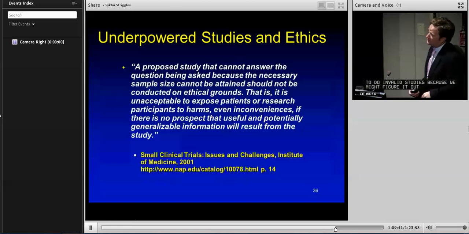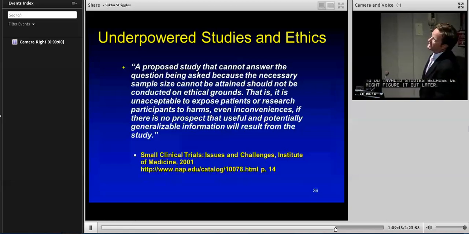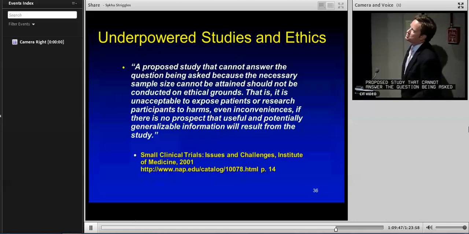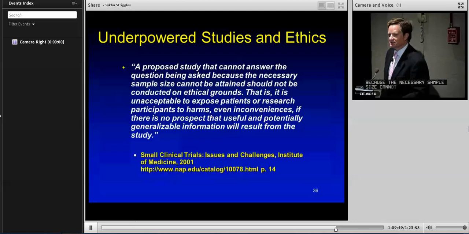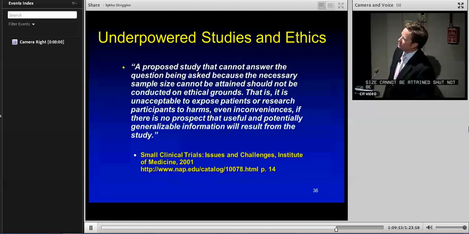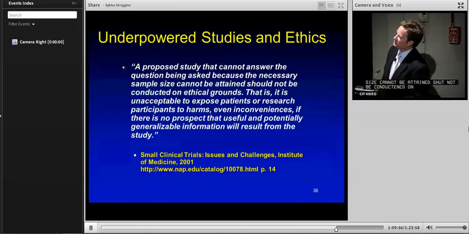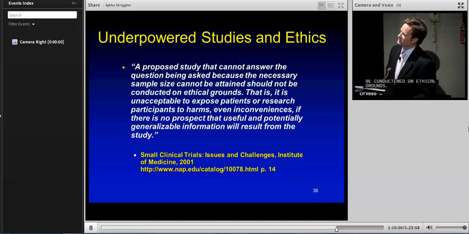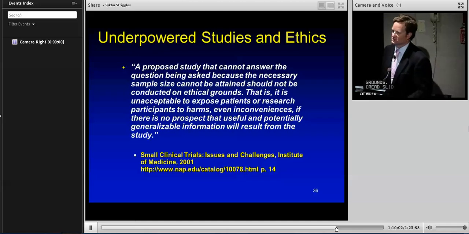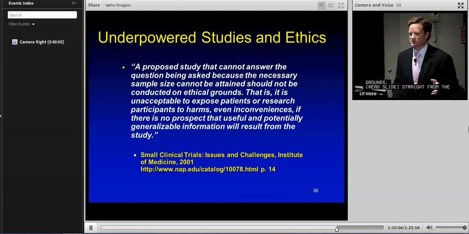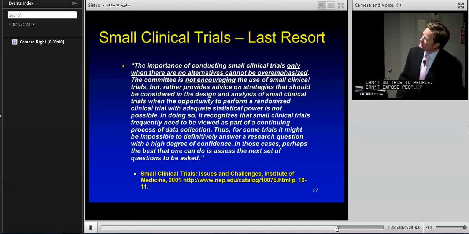They also talk about how a proposed study that cannot answer the question being asked, because the necessary sample size cannot be obtained, should not be conducted on ethical grounds. That is, it is unacceptable to expose patients or research participants to harms, even inconveniences, if there is no prospect that useful and potentially generalizable information will result from the study. That comes straight from the Belmont report in 1979. Can't do this to people. Can't expose people to stuff if we're not going to get legitimate answers out of the end.